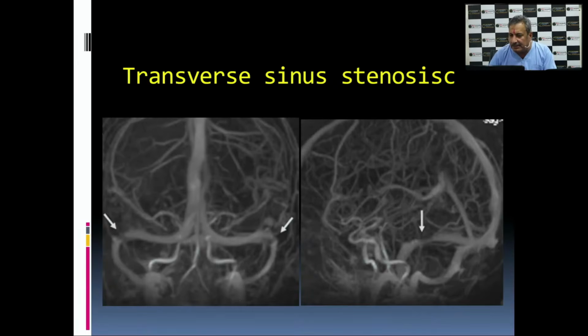So we must have a thorough radiological investigation in benign intracranial hypertension to know if there is any obvious cause of benign intracranial hypertension. We need to treat the underlying cause. Otherwise, whatever CSF leak you seal is not going to work for long.